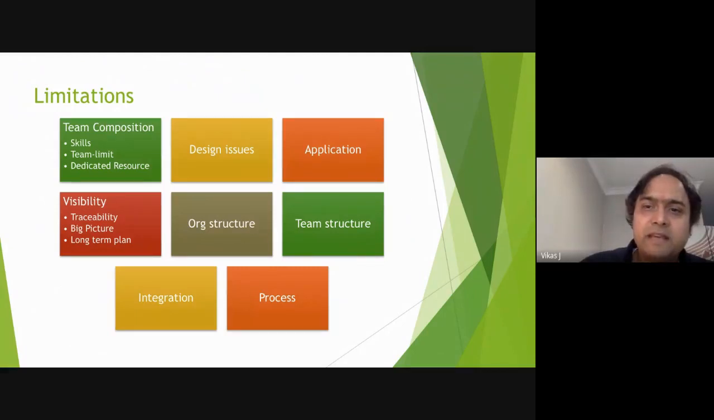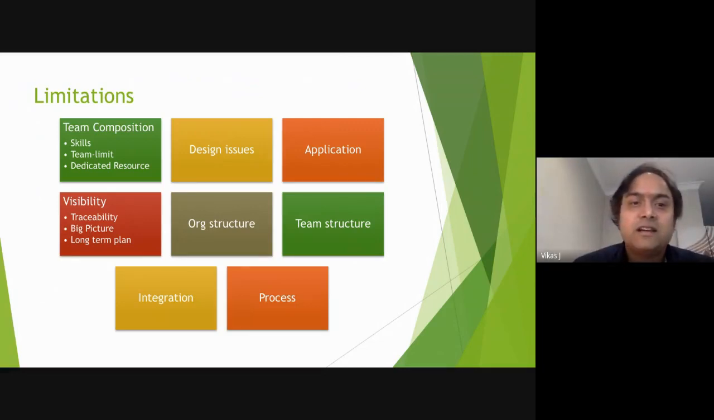Now, there can be certain limitations with regards to this. It can be the team composition: okay, fine, I want to increase my test automation ROI, I want to get good returns on the investment, but the team lacks the skills. We don't have enough team members. We don't have enough dedicated resources. There can be design issues. The design is flawed. The application can be outdated. It's not compatible. It's not feasible to automate extensively. We are lacking visibility. There's a lack of traceability. There's a lack of a long-term plan. There is a lack of the big picture in this.